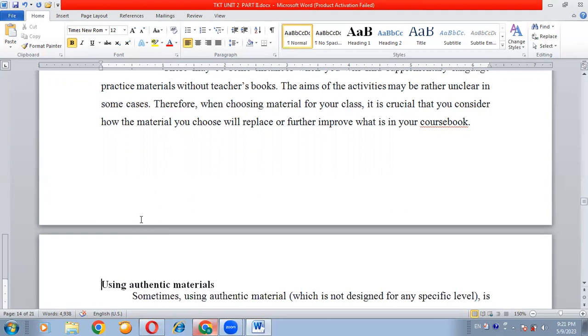We use supplementary materials daily in the classroom, but not all at once. So we are preparing for the lesson. How are we going to prepare for the lessons? Through the course book. We prepare for a lesson through the course book materials, not through supplementary materials.